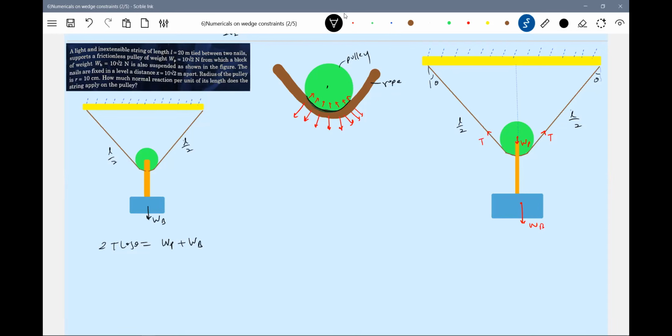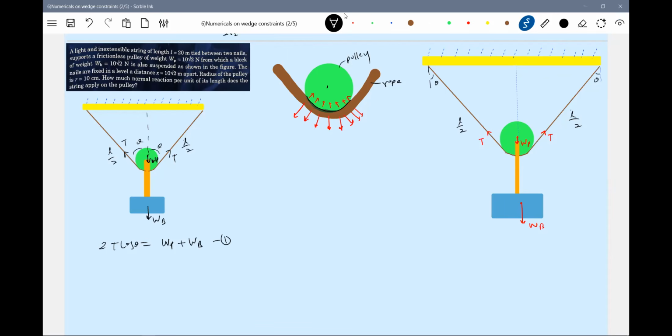Weight of the block will act here. Weight of the pulley, there's a tension. This is theta, this is theta. Okay, all the force acting between the pulley and the rope will be internal, because I'm defining the pulley, block and this part of the string as one system. So I need not bother about those forces in the equation.